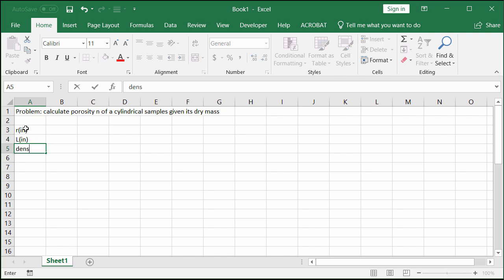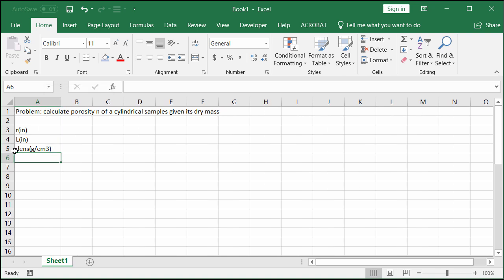I have the density in grams per cubic centimeter. Let me just make that a little wider so you can see that. And I have the dry mass of the solids in grams. Those were the things that were given. So let's fill these things in here.